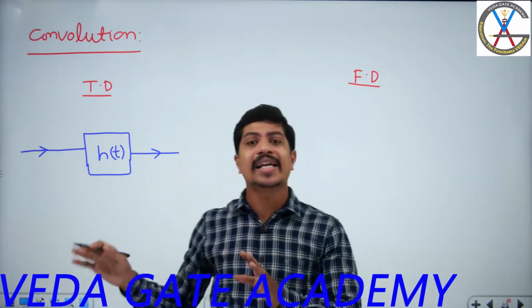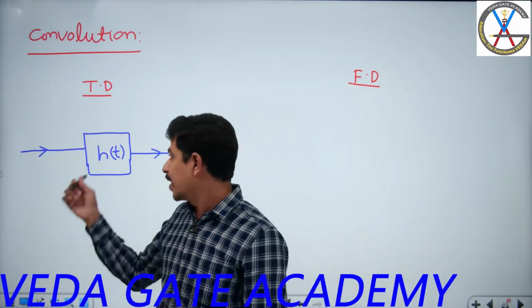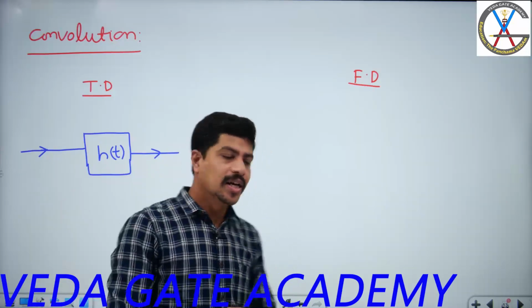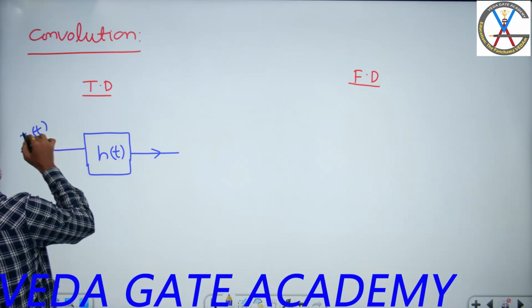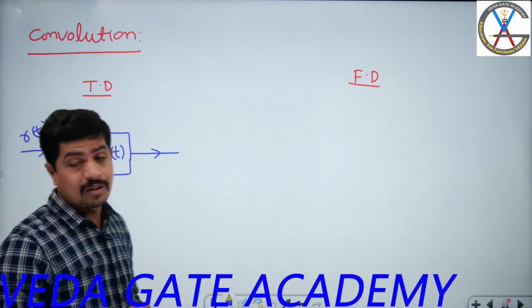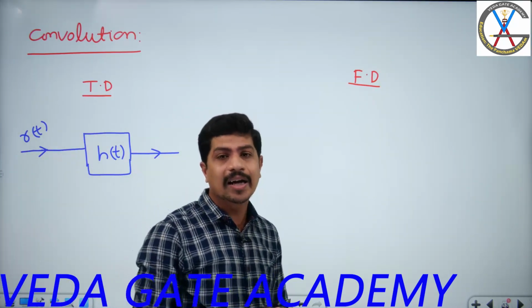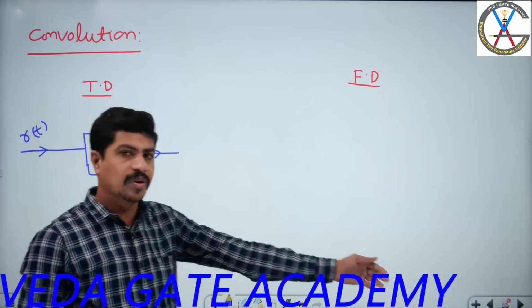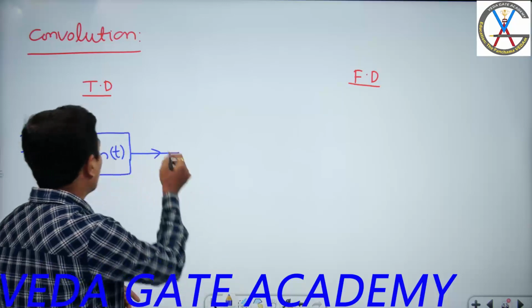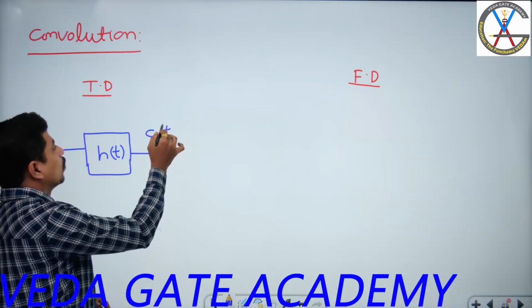In fact, that is an LTI system. We have taken an LTI system whose impulse response is h of t. I am exciting this system with input r of t. Input is also called excitation or stimulus or desired output. Why so many names, and what are the meanings of those names? We are going to see that in the upcoming sessions. Then what are we going to get? We are going to get the output c of t.